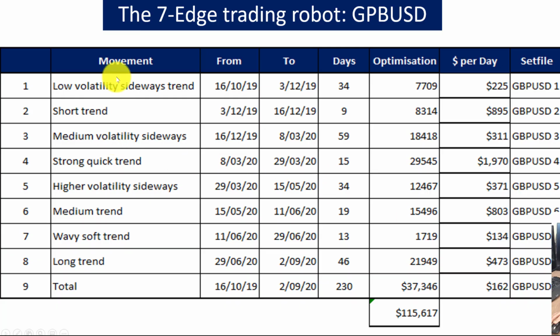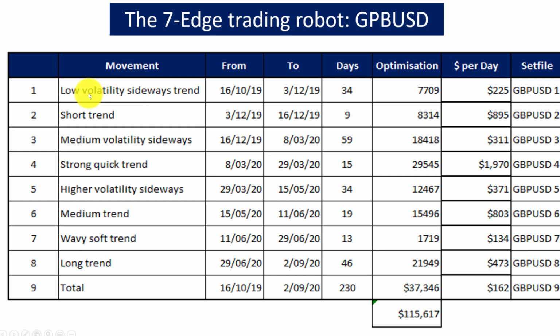And then we went to the 7-edge EA and we created some periods. So we worked out the exact days where there was a low volatility sideways market, the exact days when there was a short trend, and so on and so on. And then we also had the total period, which runs from the start of the year to the end. So what we then did is we actually went and optimized those periods. So we said, okay, I want to optimize a low volatility sideways market, a short trend market, and so on, a wavy soft trend and a long trend, and the whole period.